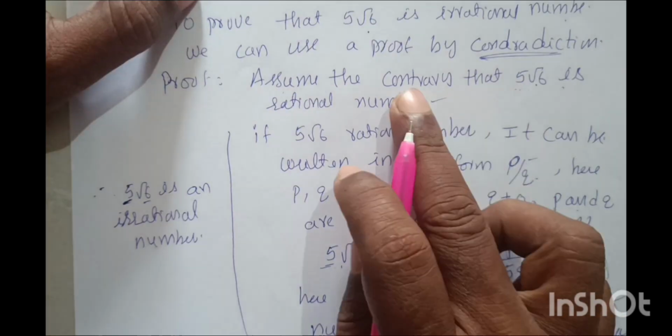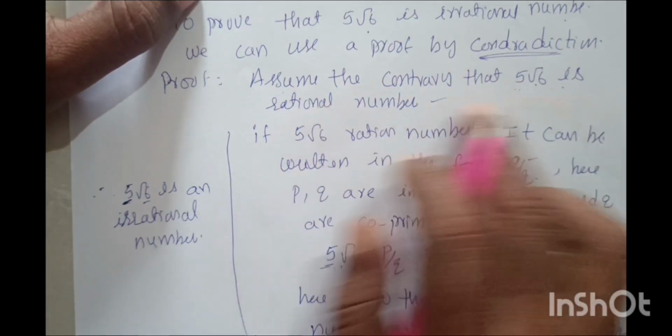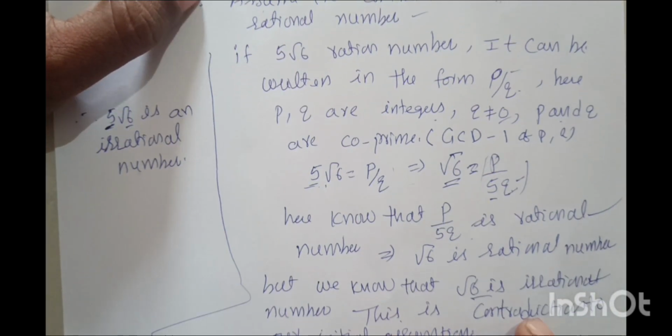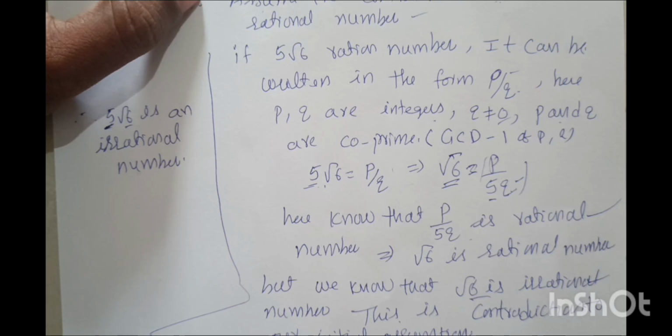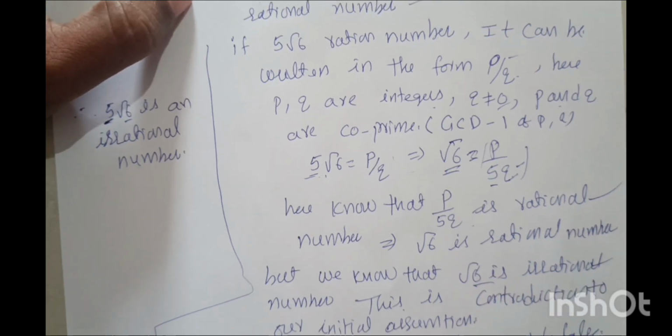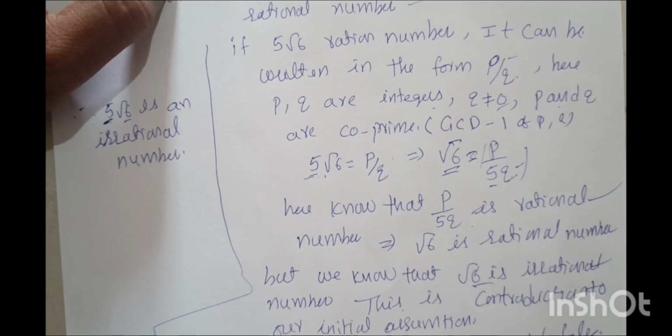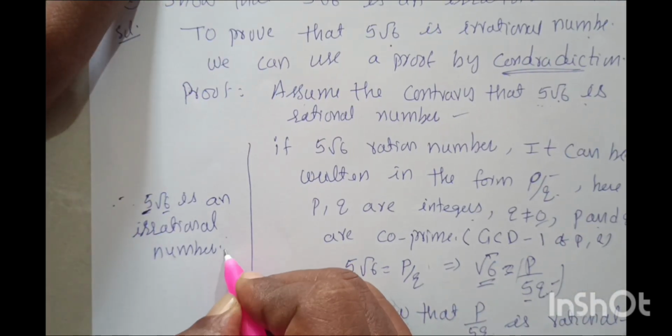So here we take the contradiction. 5 root 6 is an irrational number, which is the opposite of the initial assumption. Therefore, 5 root 6 is a rational number must be false. That means 5 root 6 is an irrational number.